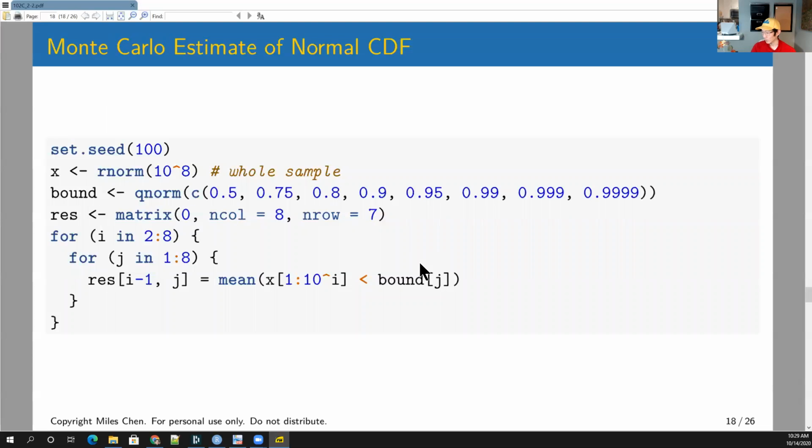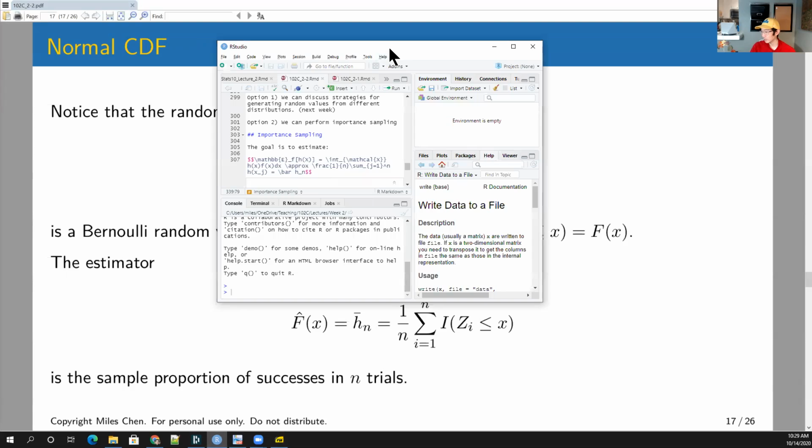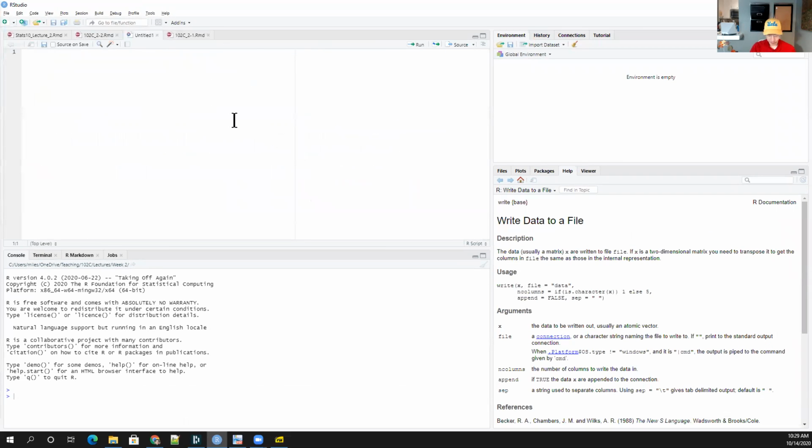So here I'm creating a huge table of all of these things. It seems kind of silly, but I'll go ahead and show you. I'm going to do z is rnorm of 10 to the 8. So we're going to generate a whole bunch of values of z, and then let's say we want to estimate pnorm of, say, 1.28. All I'm going to do is z less than 1.28, and we're going to ask what's the mean of that. This is going to be a logical vector of trues and falses, and I can ask for the mean of this.